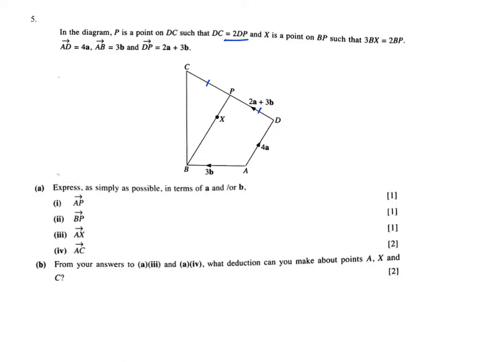X is a point on BP such that 3BX equals 2BP. Well, we don't like this, right? So we're going to change this to BX over BP to be 2 over 3. So BX is 2 units, BP is 3 units, so that means XP is 1 unit. And they all lie in the same straight line over here. So this is what we can conclude.